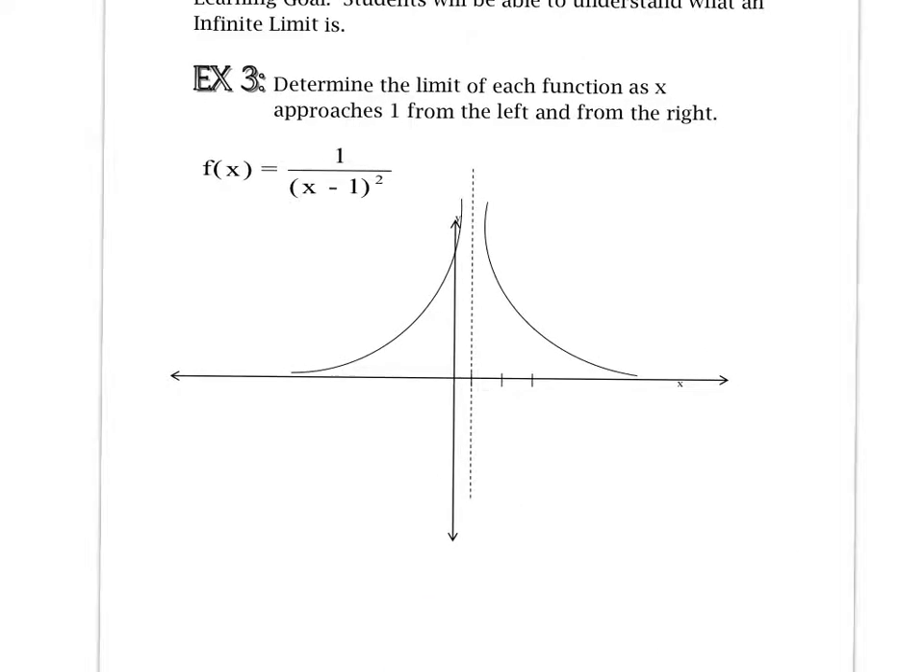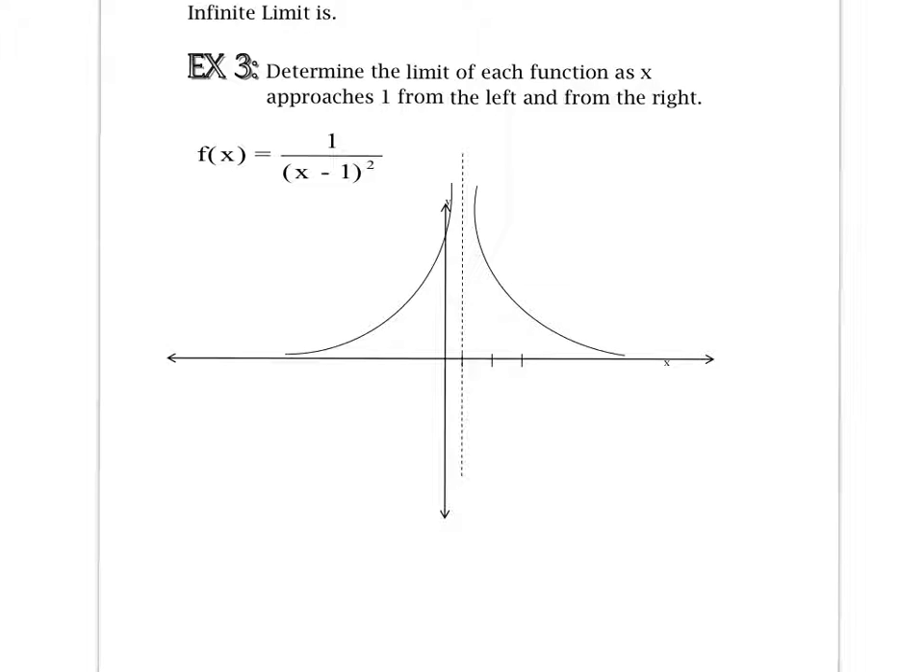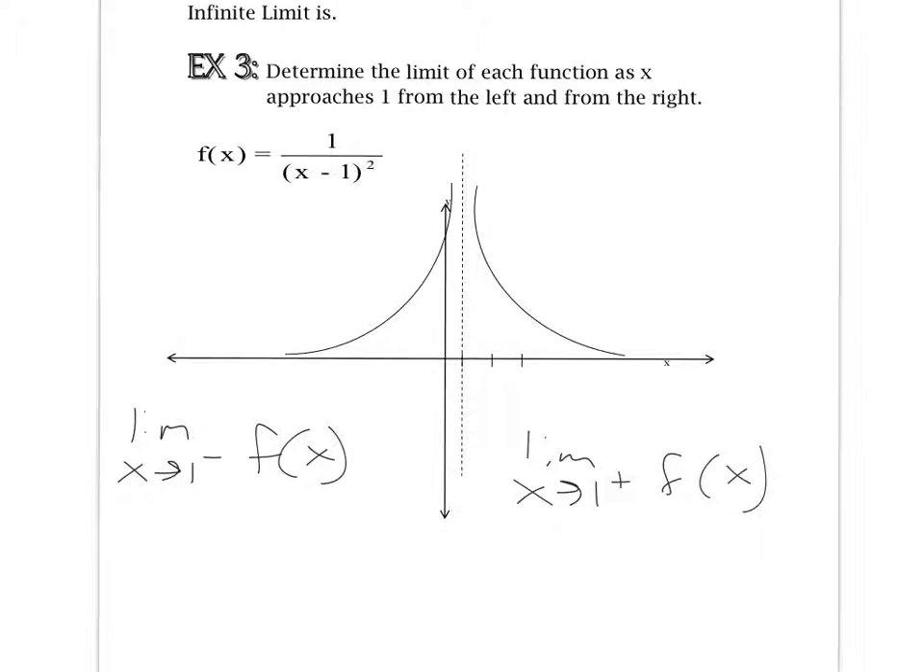Okay. It says determine the limit of each function as x approaches 1 from the left and the right. Same thing here. We're going to do the limit as x approaches 1 from the left of f of x, and the limit as x approaches 1 from the right of f of x. Once again, I could substitute in just to verify what f of 1 is. You don't really have to. I'm just showing you why we know that it's going to go to infinity. Well, 1 minus 1 is 0, so I get 1 over 0 squared, which is just 1 over 0. So we have an infinite limit here, or vertical asymptote.